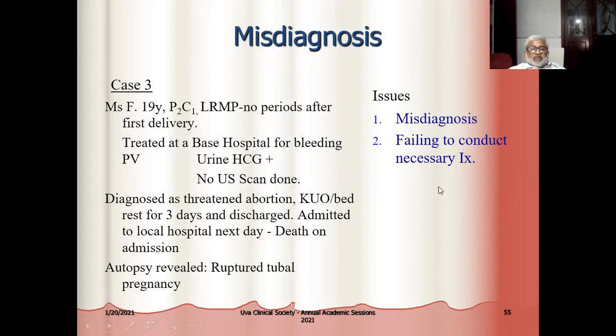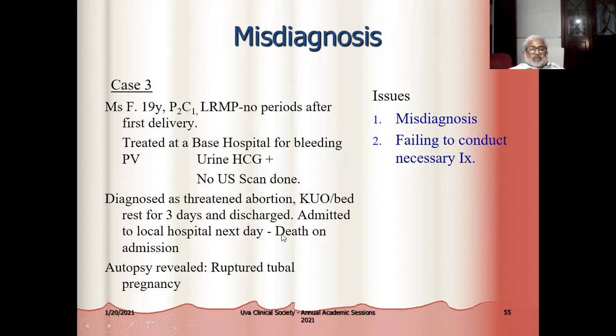Another case of misdiagnosis. A 19-year-old female. LRMP was not known, has no periods after first delivery. Treated at a base hospital for bleeding PV. Urine HCG was positive, but no ultrasound scan was done. Diagnosed as threatened abortion, kept under observation and bed rest for 3 days and discharged.